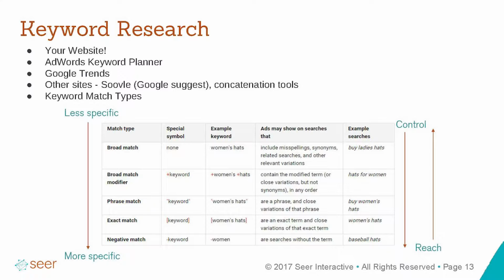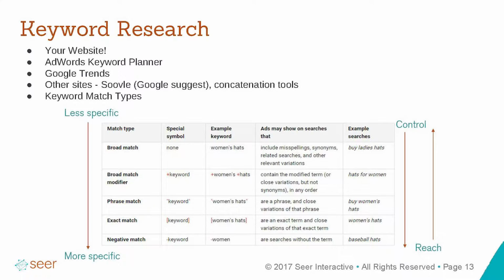Next up is broad match modifier. This I recommend much more. This means that no matter what, if you have these little plus signs in front of your keywords, those keywords have to be in the search that the user is doing. So for example, if I'm bidding on plus women plus hats, I can still show for hats for women, which is good, but I'm not going to show for buy ladies hats because women isn't in there.